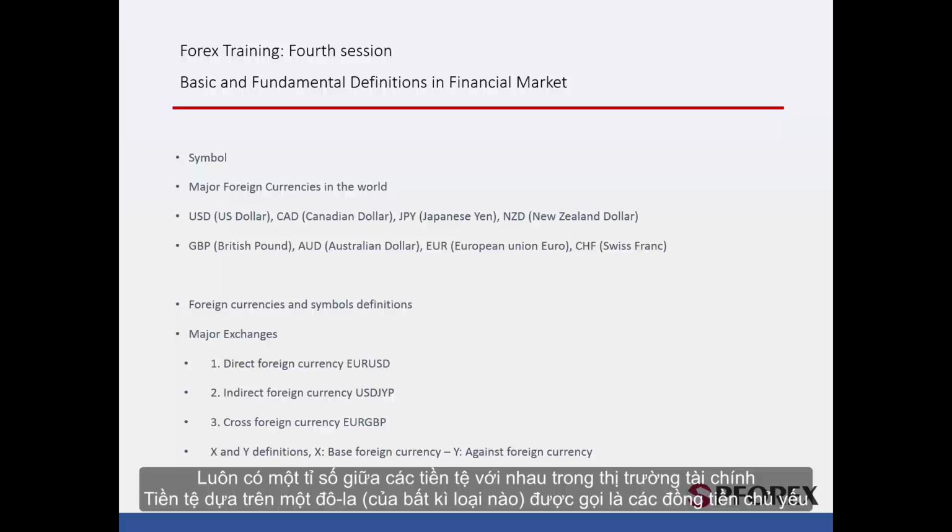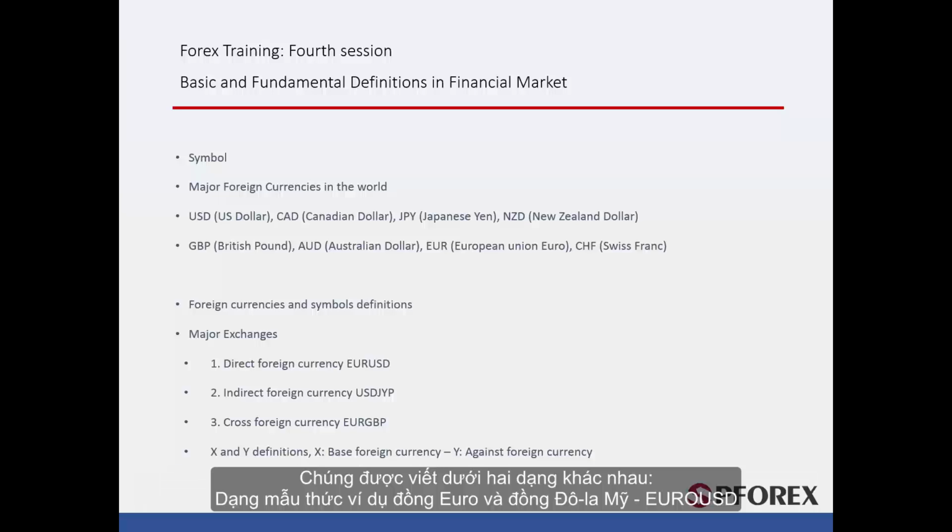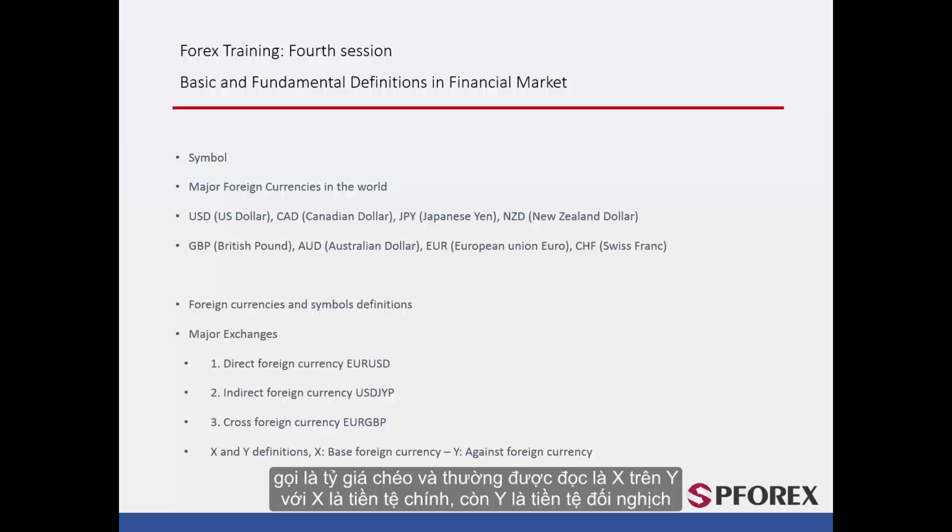Currencies based on a dollar of any kind are called major currencies. These are written in 2 different ways. In a form of the denominator, for example, the euro and US dollar is EUR USD. Second way is an indirect, for example, the US dollar and Japanese yen, USD JPY. All other currencies, like EUR GBP, are referred to as cross and are usually read as X divided by Y, where X represents the main currency, while Y specifies the opposing currency.